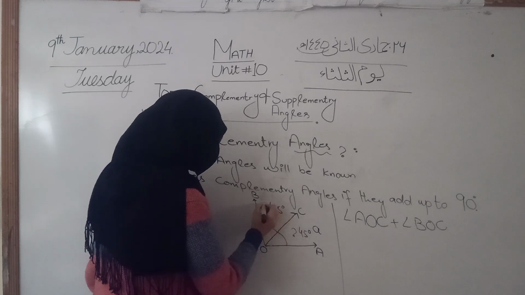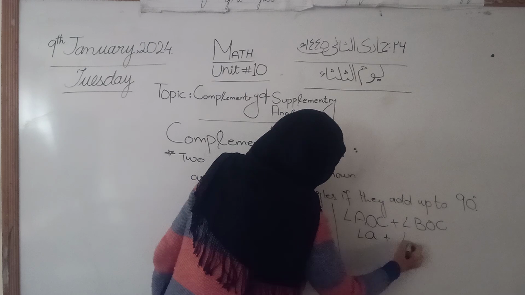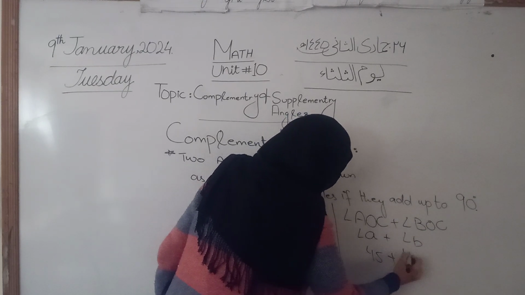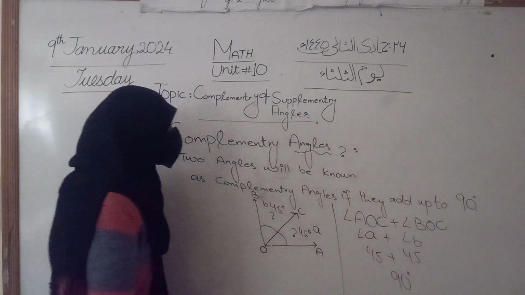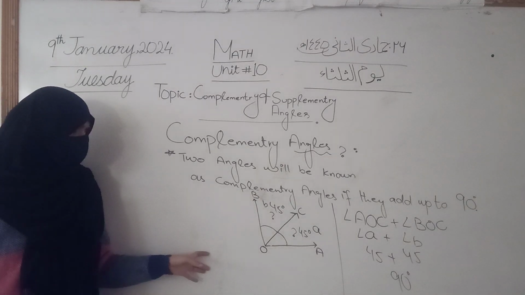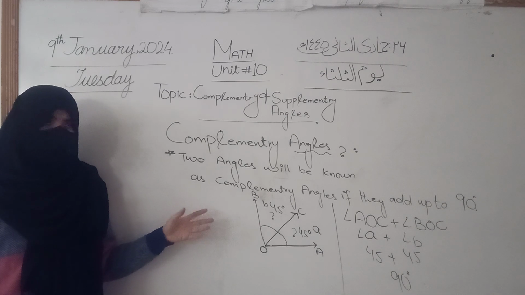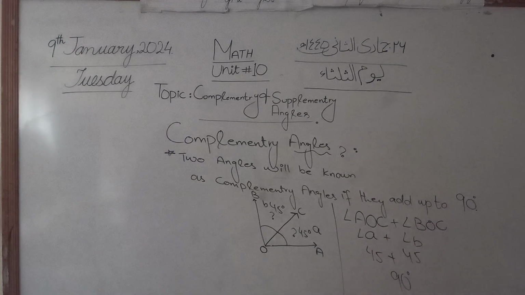Now I am writing this as B. Now sum of angle A plus angle B will be equal to 45 plus 45, and that will be equal to 90 degrees. Okay, now is it clear to all of you? Two angles will be known as complementary angles if they add up to 90 degrees. There could be so many examples. Now, we will discuss one more example about this.